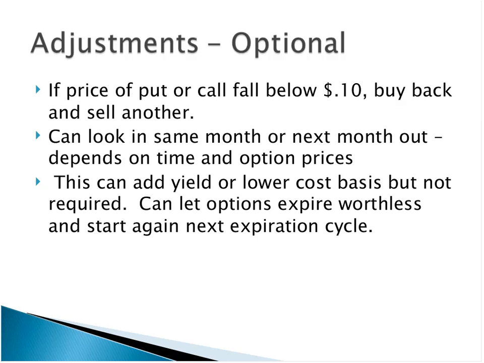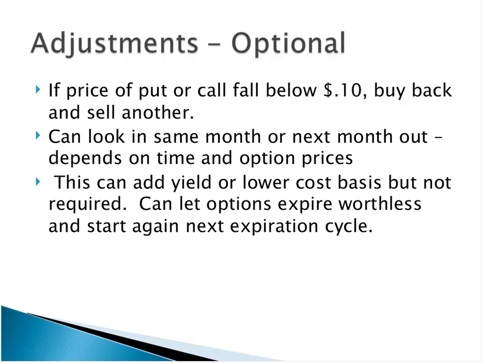If the price of the put or call falls below 10 cents, you can buy back and sell another one. For example, if we sell a put at 60 or 70 cents, and the market starts rallying, those puts are going to head towards zero at some rate. You could let it expire worthless and keep all that premium and start again, which is what the strategy really dictates.